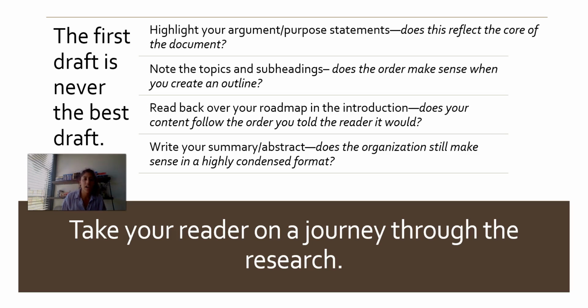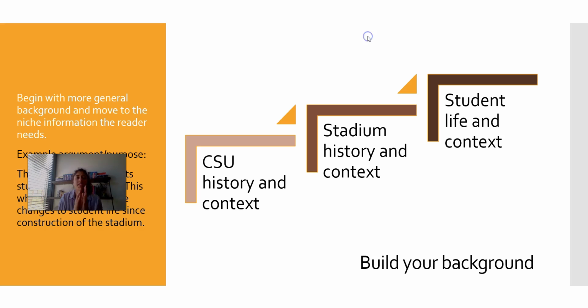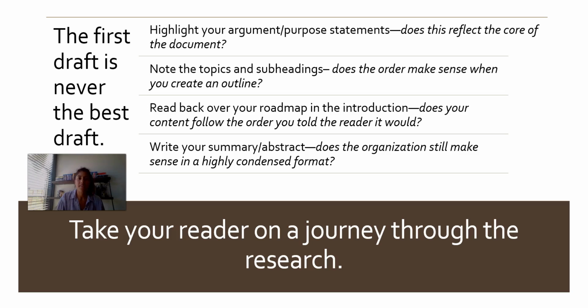So here are 4 very concrete action items I want you to do when you're revising. Just test them out on some of these documents and see what happens and if they get better and how you feel about it, and you can tweak your process. But I recommend doing 4 things if nothing else. First, highlight your argument and your purpose statement, and really ask yourself, does this reflect the core of the document? And I mean physically go back and highlight this purpose statement, actually do it.